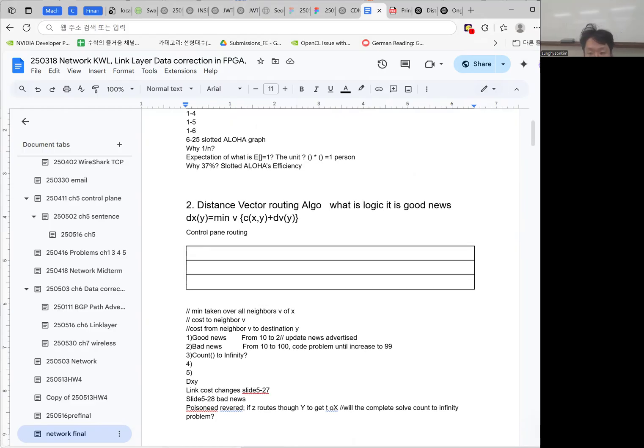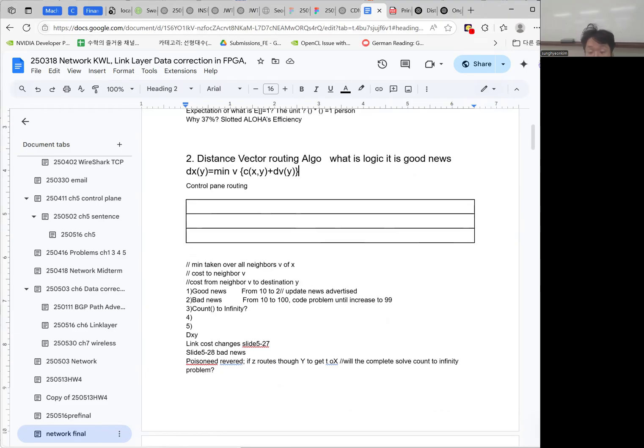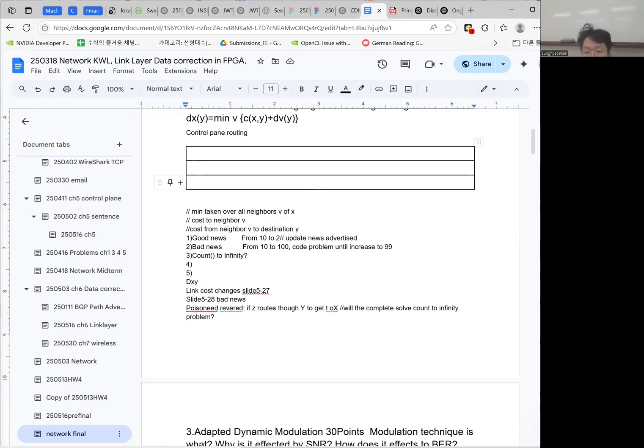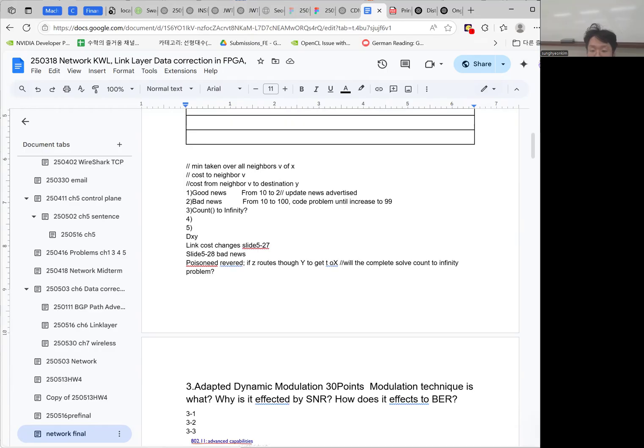And next, the distance vector algorithm uses d_x(y) = min over v of { c(x,v) + d_v(y) }, and control plane routing is related, with the good news case, the bad news case, and the count-to-infinity case.